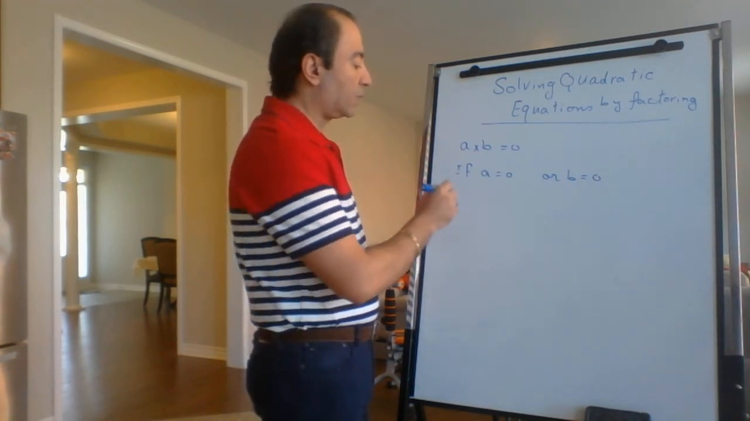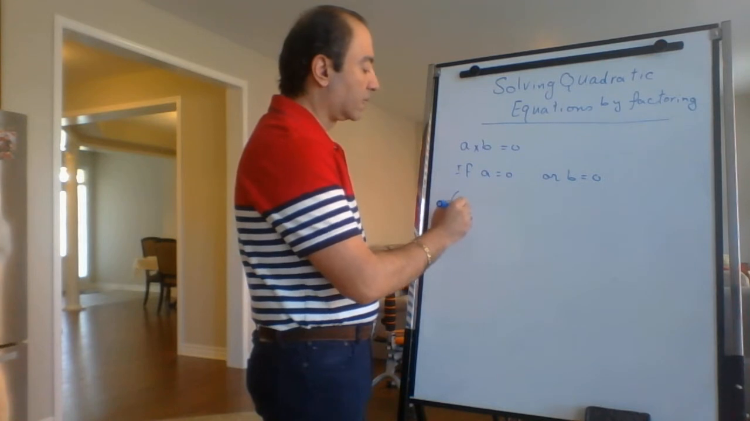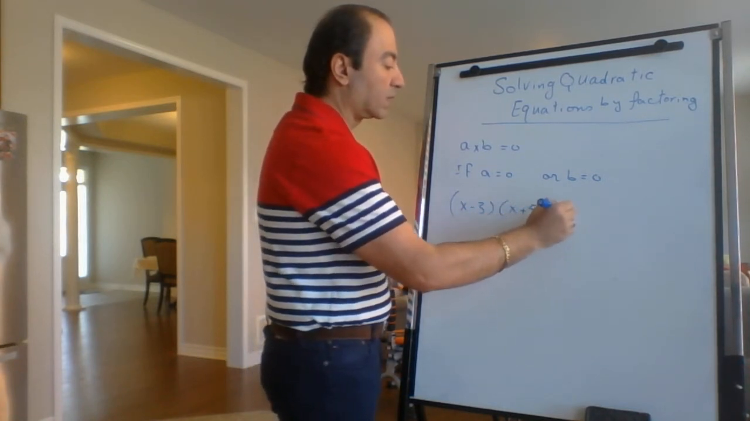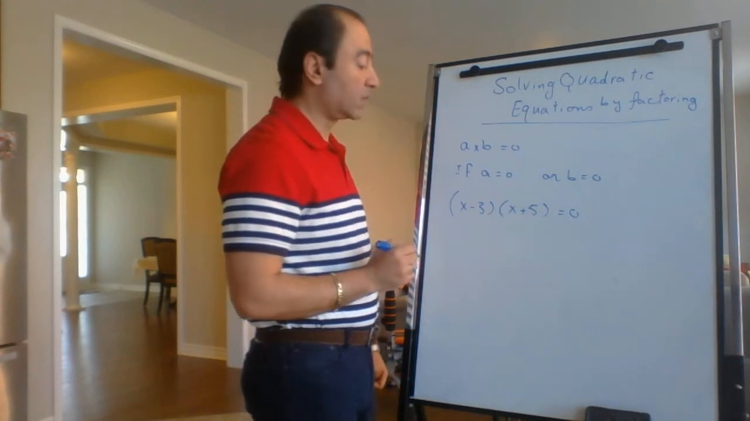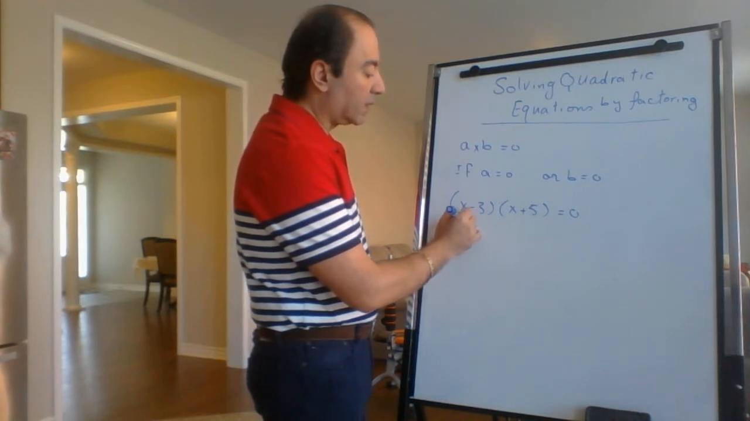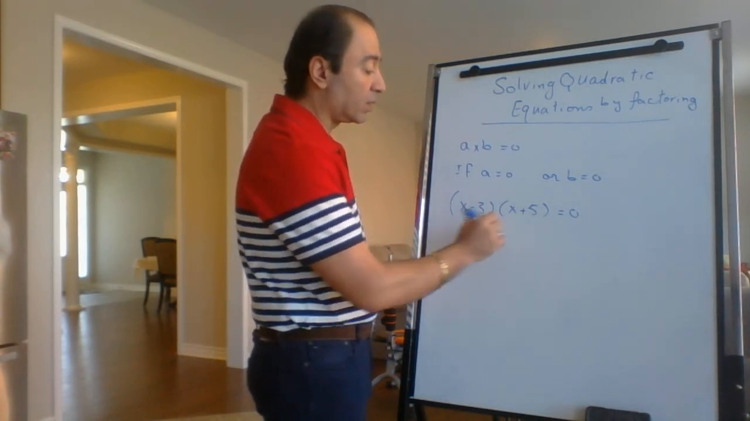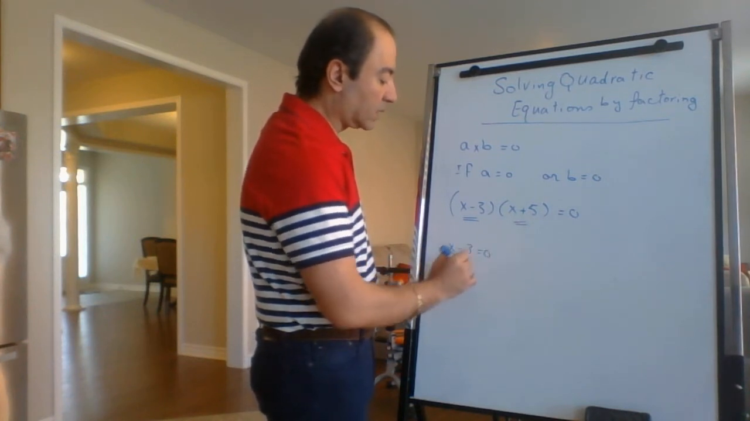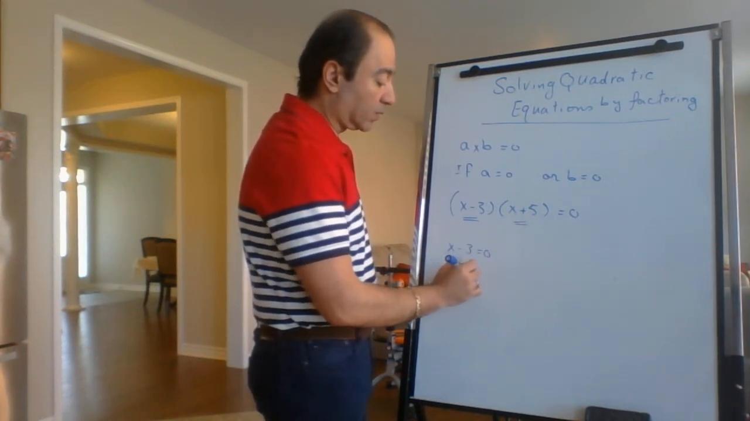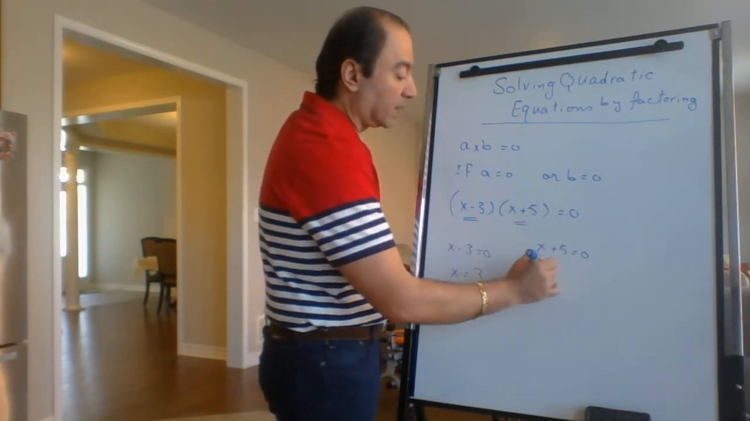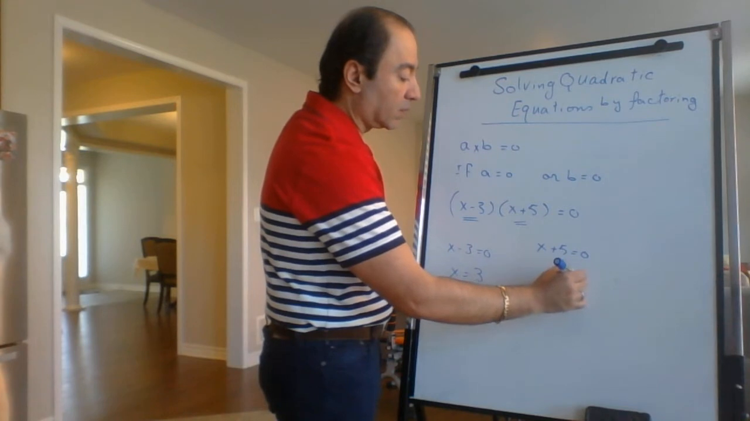So if I have 2 terms like this, x minus 3 and x plus 5 equals 0, and I want to solve this equation, I need to see what are the values that will make this term 0 and this term 0. So I take x minus 3 and make it equal 0 and solve for x. So x will be 3. And I take x plus 5 and make it equal 0 and solve for x. So x equals negative 5.